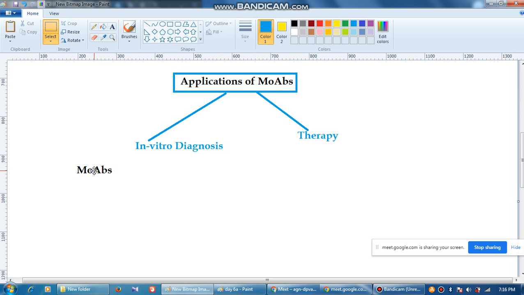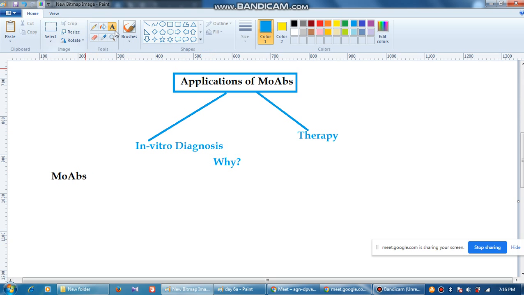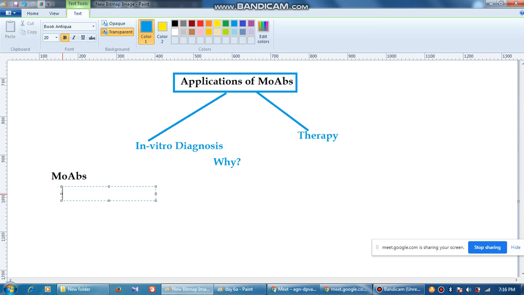are highly specific. You may ask why? Because these are highly specific, with high specificity and high selectivity. Both are there.